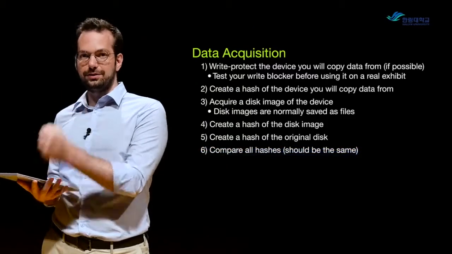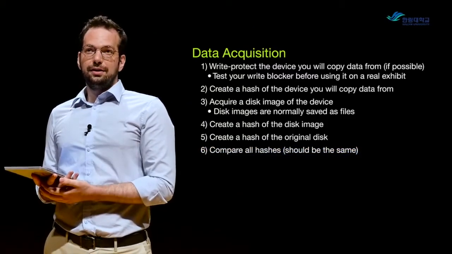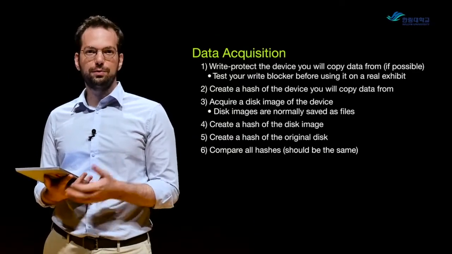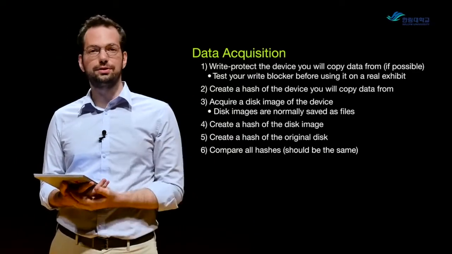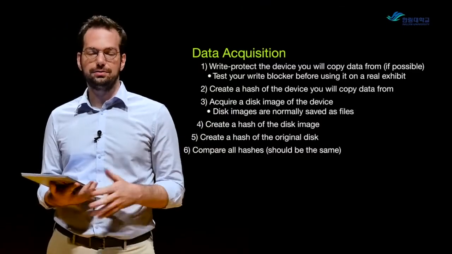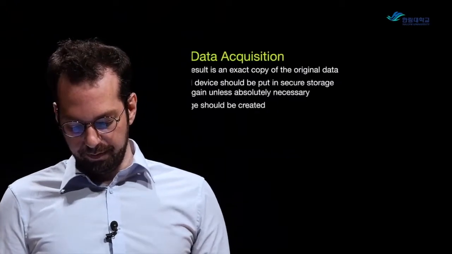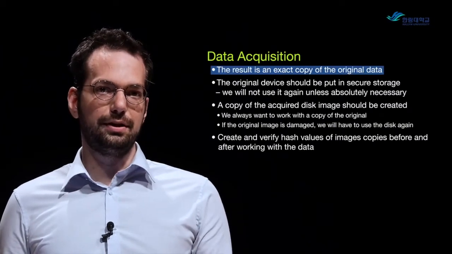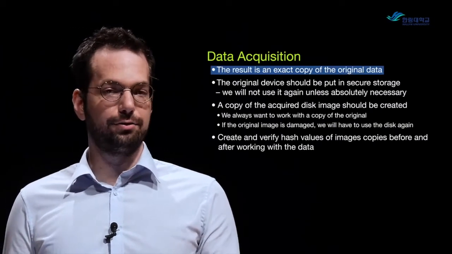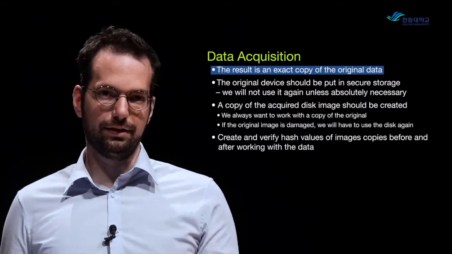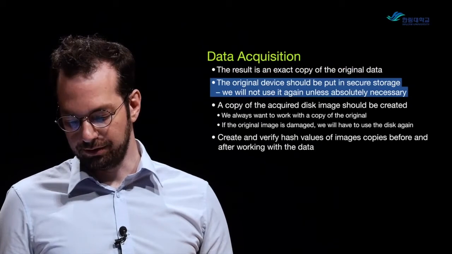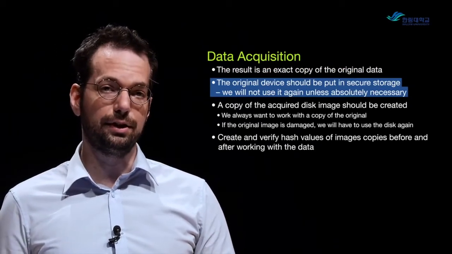Once we get all that and all the documentation hashes match, then we need to not work with the suspect's hard drive anymore. We want to disconnect it and put it essentially in a storage locker, and it will remain there until the case is over or it has to go back to the suspect or victim. So the result of all of this is an exact copy of the original data, and this copy is what we will be storing either on our forensic workstation or a forensic server in our unit or whatever we're working in. And the original device should be put in secure storage. We will not use it again unless absolutely necessary.